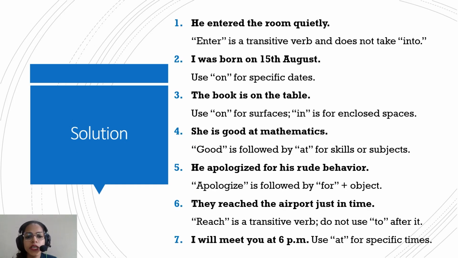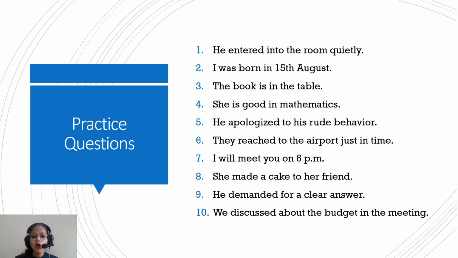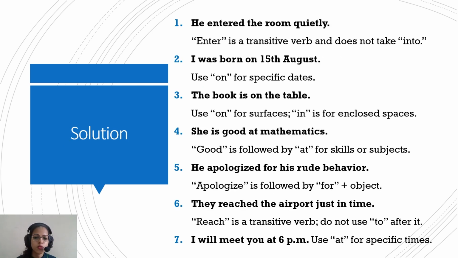"He entered the room quietly." The incorrect statement says "he entered into the room quietly." Of course, after "entered" we do not need "into", because "entered" itself gives a sense that if you're entering, you will be entering into something. "I was born in 15th August." No, I was born on 15th August. "On" is used for a specific date.